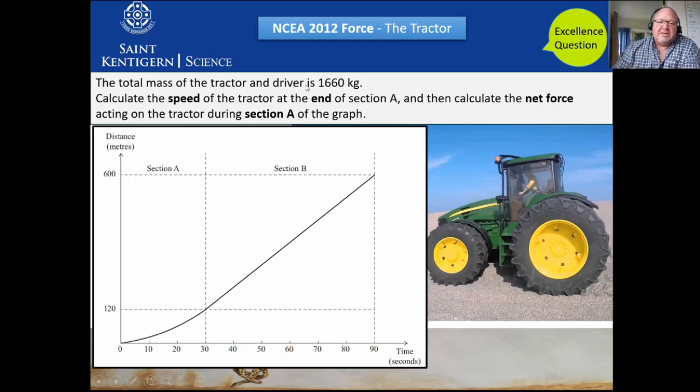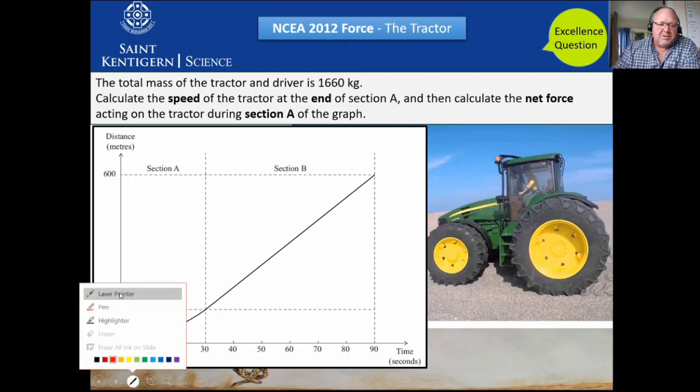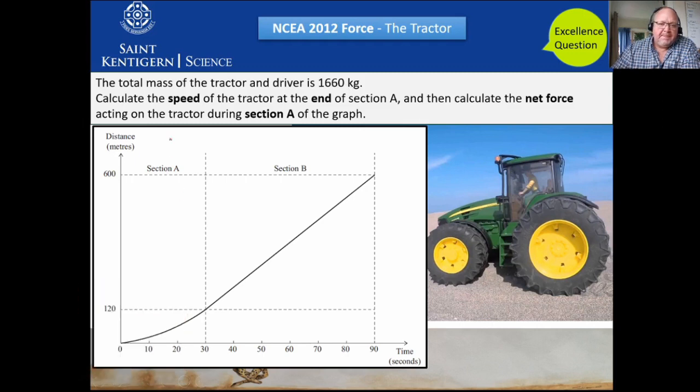the total mass of the tractor and the driver is 1,660. So when we think about our equation of F equals ma, sorry, I'm writing with my mouse. It looks terrible, but never mind. If we're thinking about that, then we have mass, but we don't have acceleration.